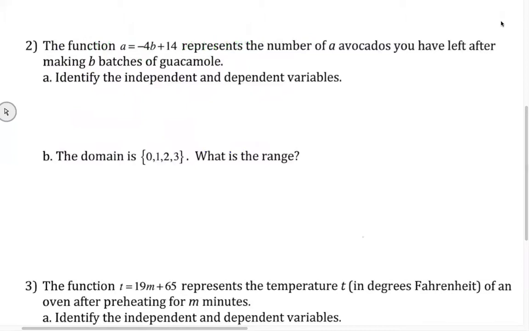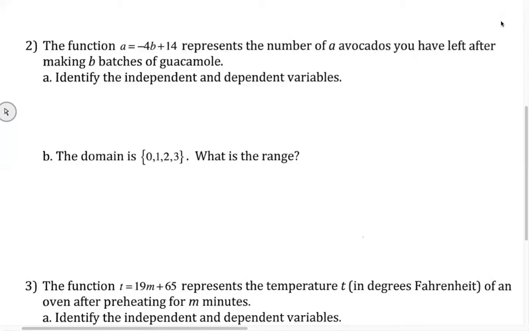You guys like guac? Chips and guac? Anybody likes chips and guac in here? You like chips and guac? Where's your favorite place for chips and guac? Chipotle? Mexican Post? Ooh, homemade. So you know all about this probably.